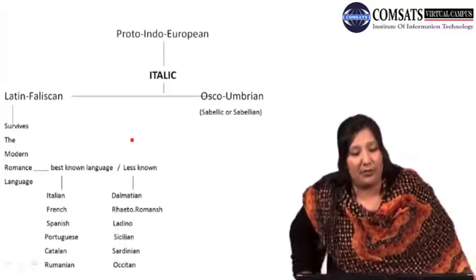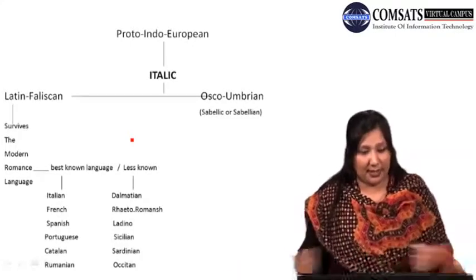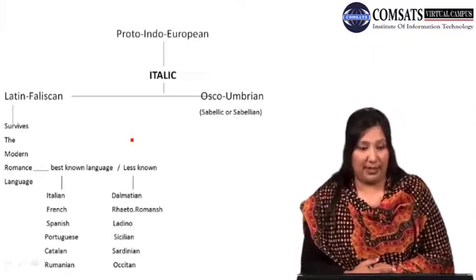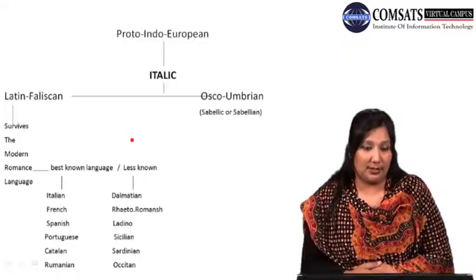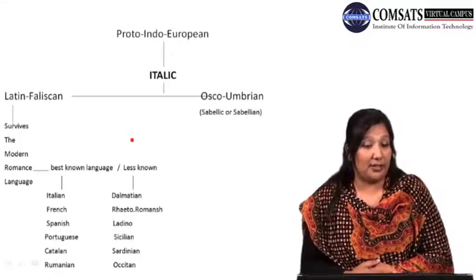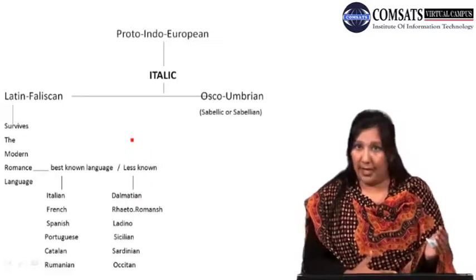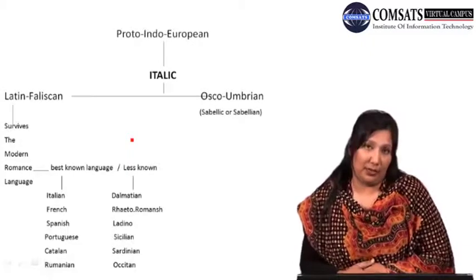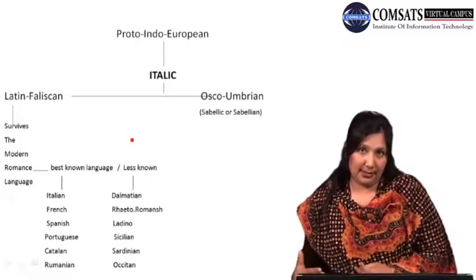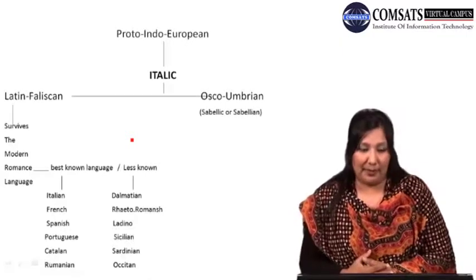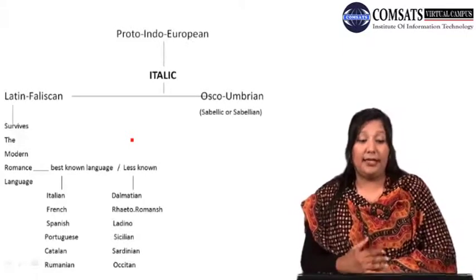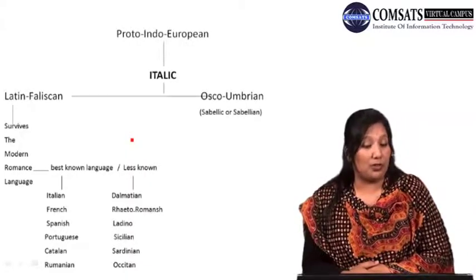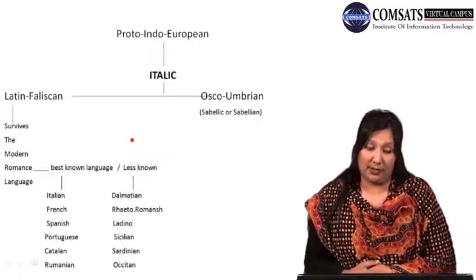The Proto-Indo-European family tree is further subdivided, and Italic is subdivided into Latin-Faliscan on one hand, and on the other hand, Osco-Umbrian languages as well. This is the other part. Now what is happening? Italic is further divided into Latin, and Latin survives in the modern Romance languages.